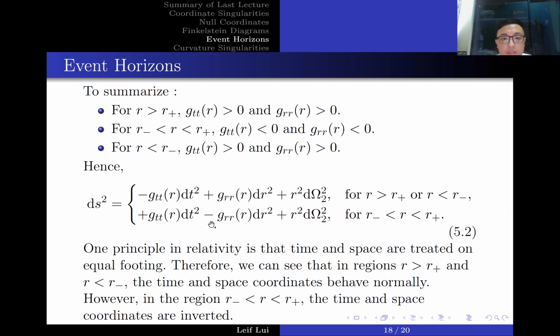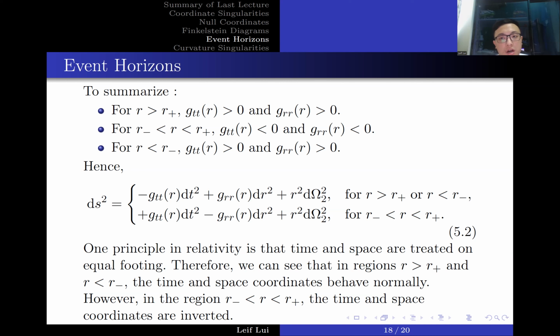And one principle in relativity is that we treat time and space on equal footing. So in the regions r greater than r plus and r less than r minus, the time and space coordinates behave normally. However, in the region r between r minus and r plus, the time and space coordinates are inverted. So basically, in the region between the two event horizons, the time and space coordinates are flipped. Your time will become your space coordinate and your space will become your time coordinate. So if you were an observer going into the black hole, this would seem very trippy.